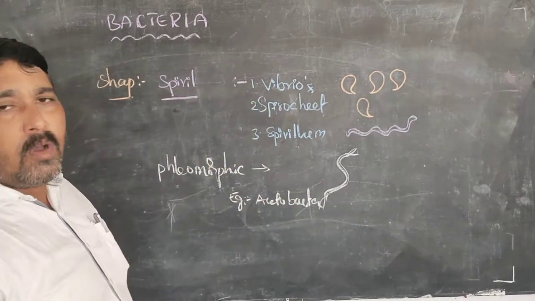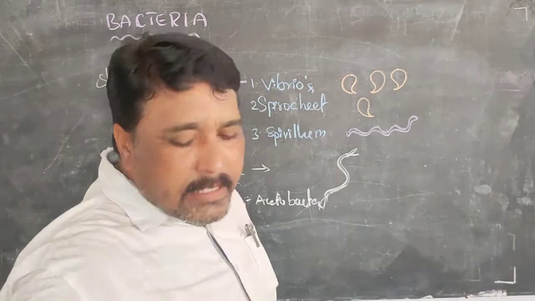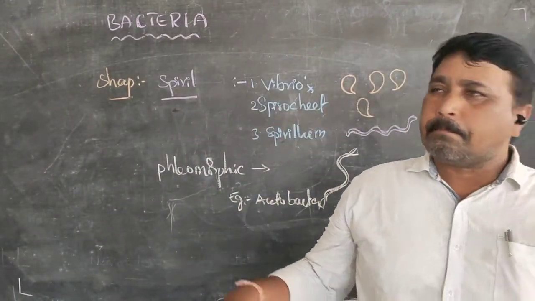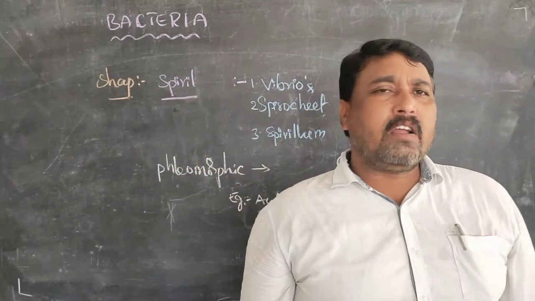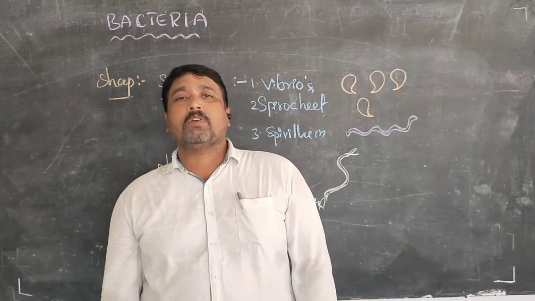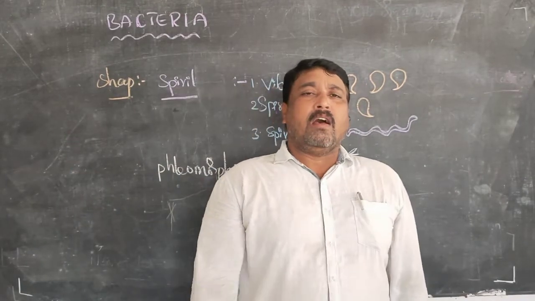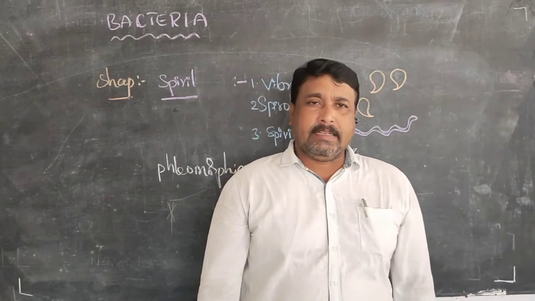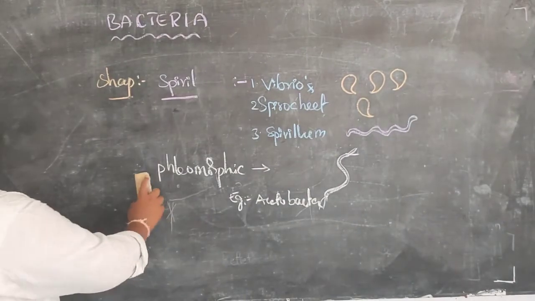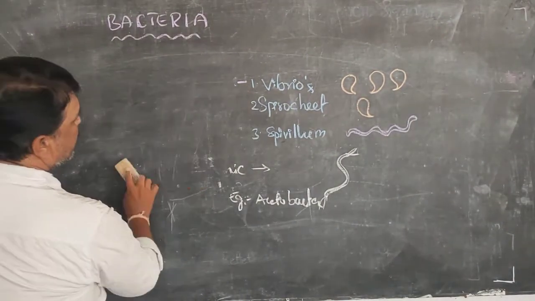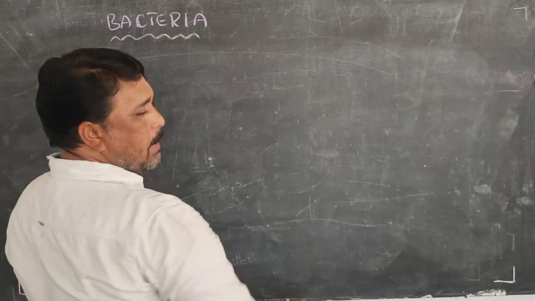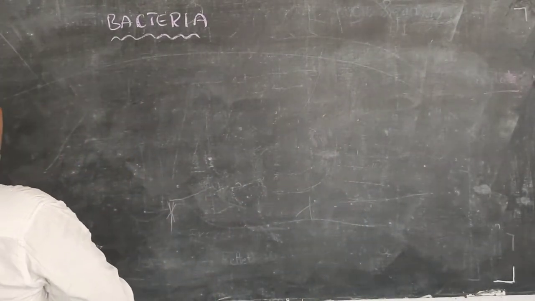Example, acetobacter. Based on these shapes, bacteria are of different types. One is cocci, the second one is bacillus, the third one is vibrios and spirals, and the fourth one is pleomorphic bacteria. Next one, the shape of the bacteria, the structure of bacteria.